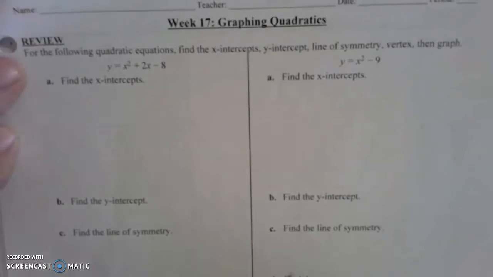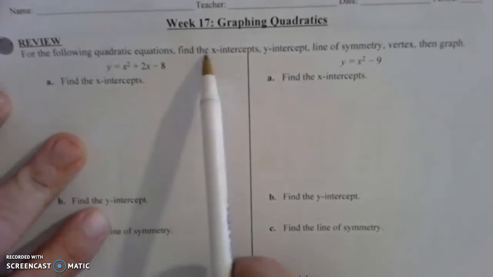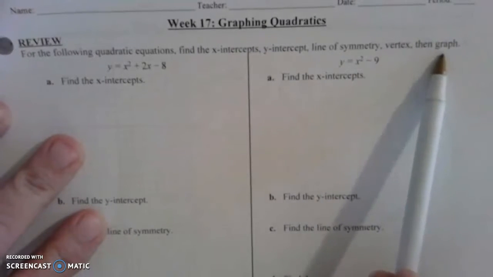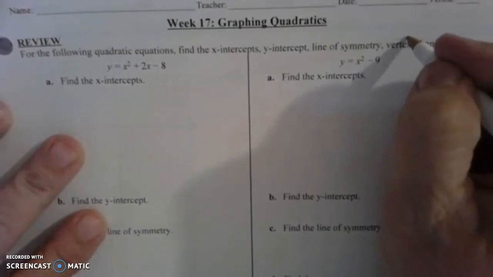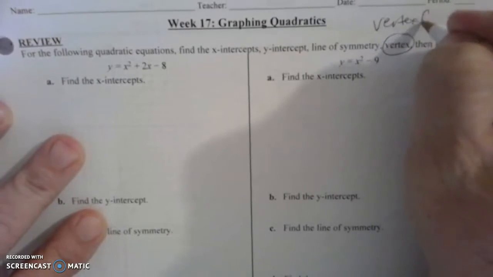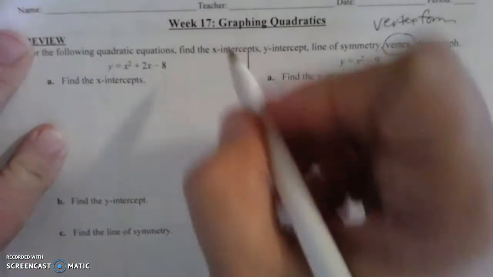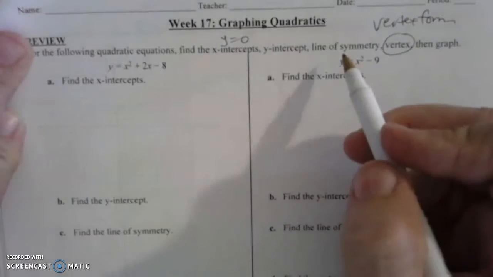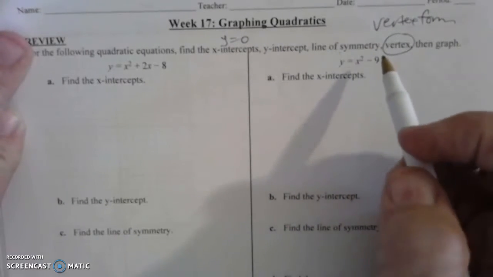Continuing graphing quadratics. Again, another review topic. We want to find the x-intercepts, y-intercepts, line of symmetry, vertex, and graph. But we know a lot more than the first time we talked about this. So now vertex, we know about the vertex form of the equation, and that's really nice. And then the x-intercepts you find when y equals 0. The line of symmetry is between the two x-intercepts.